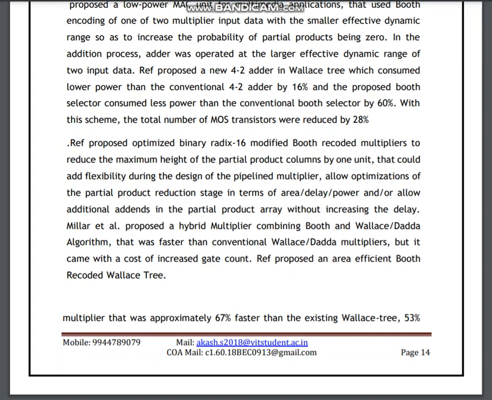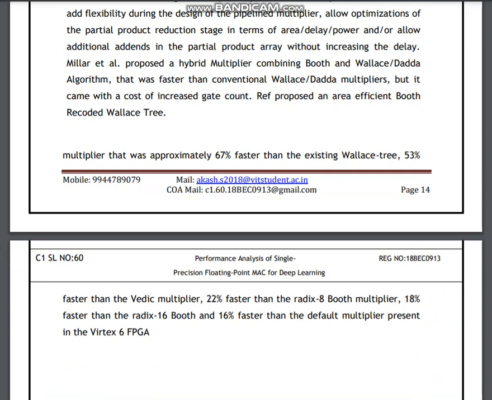The multiplication speed was 67% faster than the existing Wallace tree. Wallace tree is another specification, which was 53% faster, and also faster than the Vedic multiplier, and 22% faster than the Radix 8 Booth multiplier. And you can see all the benchmarks given on this page.